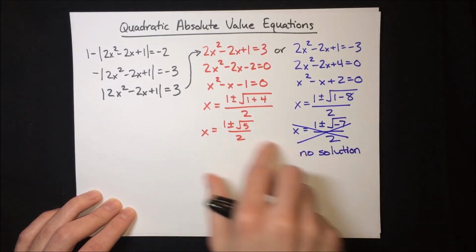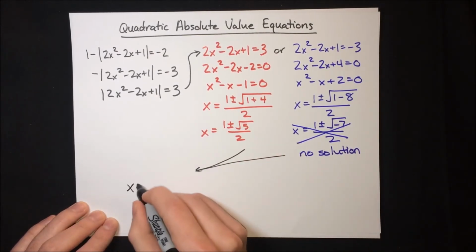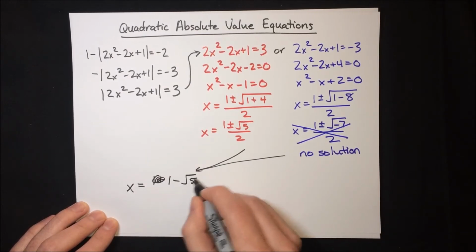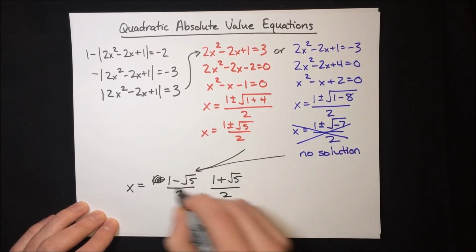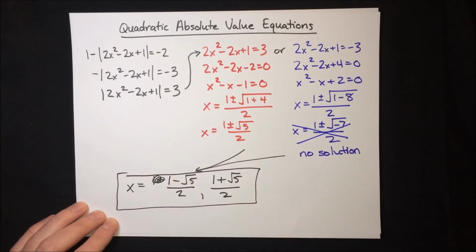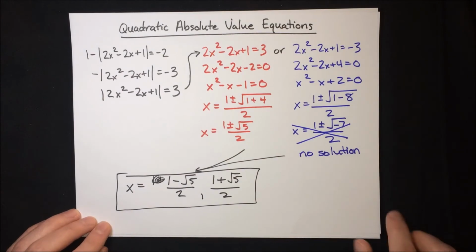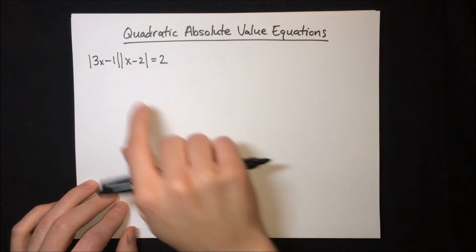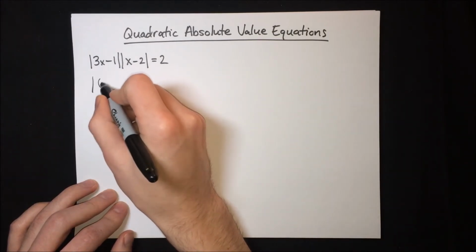Now we'll combine our findings into the full solution. X equals 1 minus root 5 over 2 and 1 plus root 5 over 2. And this is the solution to that quadratic absolute value equation. We'll do one last example, which is even more complicated. To simplify this expression, we can just combine everything inside of the absolute value.